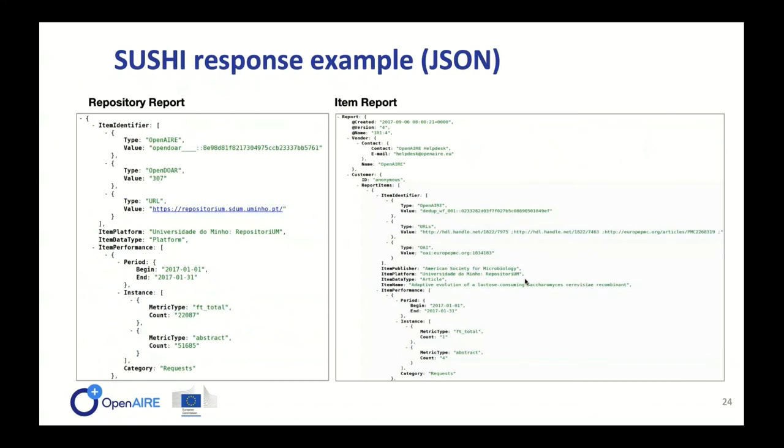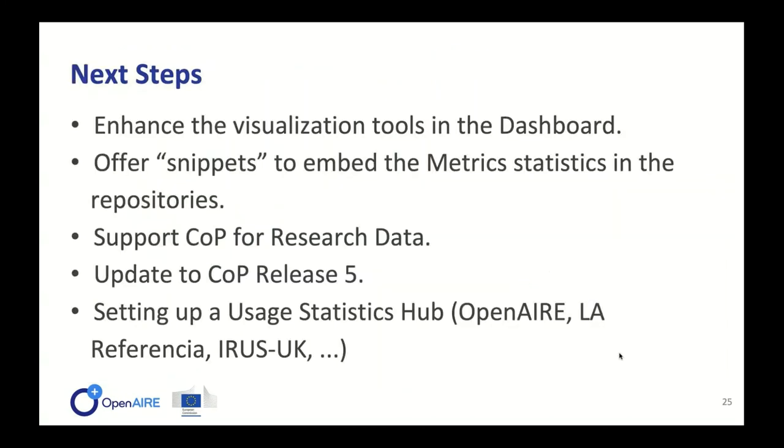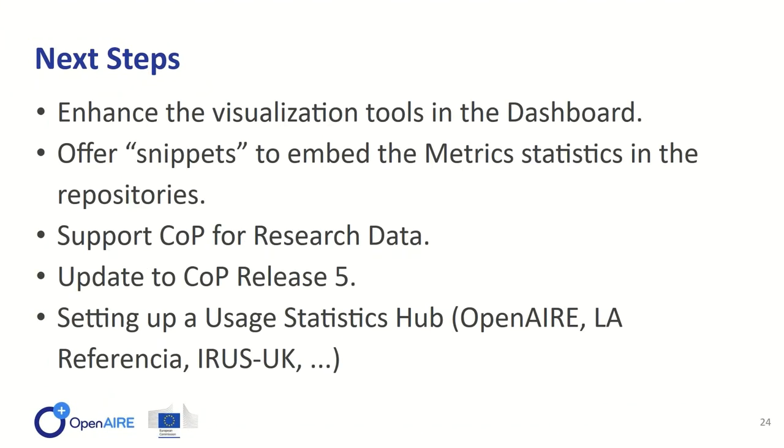These are, for example, responses for either a repository or a particular item. This can be retrieved using our SUSHI-Lite endpoints to get usage statistics information for either a repository or a certain item. So this is more or less for me regarding the technical details of the service. I will give the floor to Andreas to discuss the next steps and close the talk. Thank you.